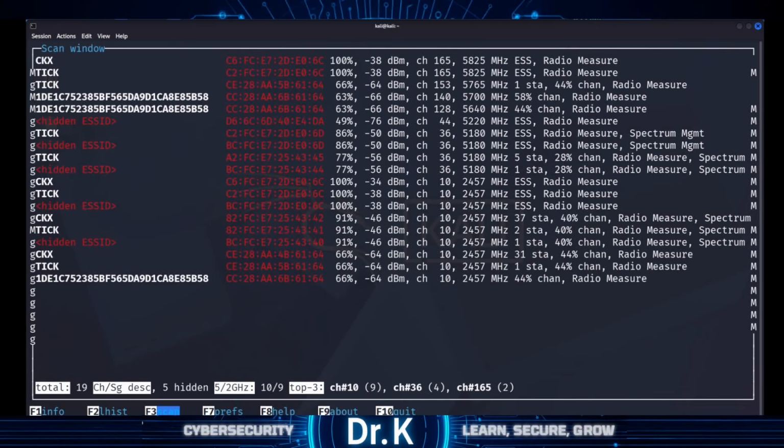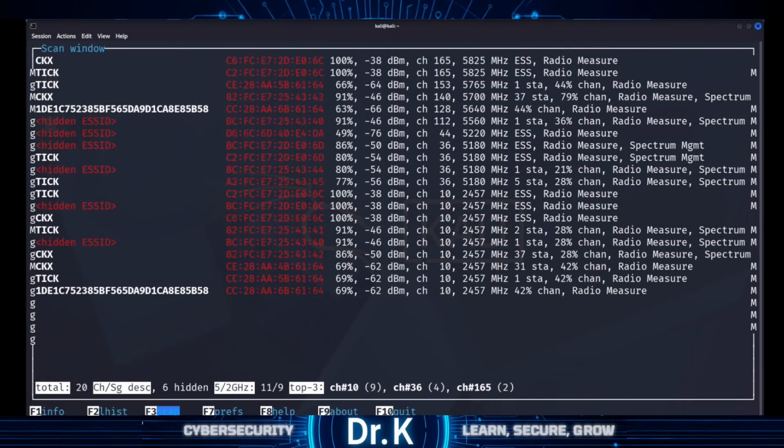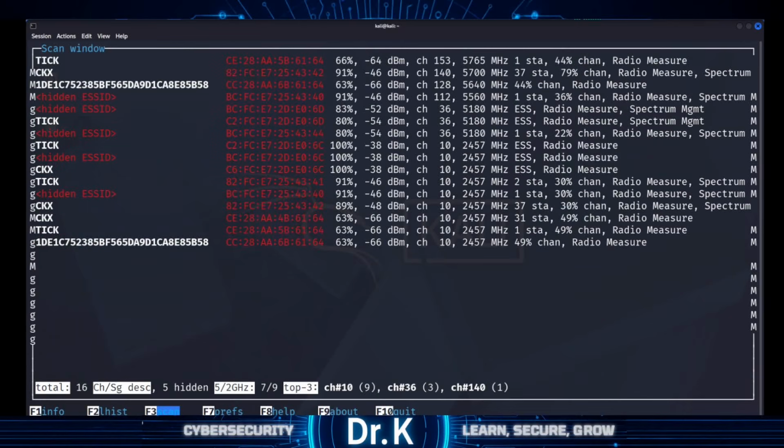Then we have the radio measure. This indicates that we're supporting that 802.11 radio resource management. We have spectrum management. You can kind of see that on the far right. This helps access points comply with that regulatory requirement that manages the channel, right? Especially on the 5 gigahertz.